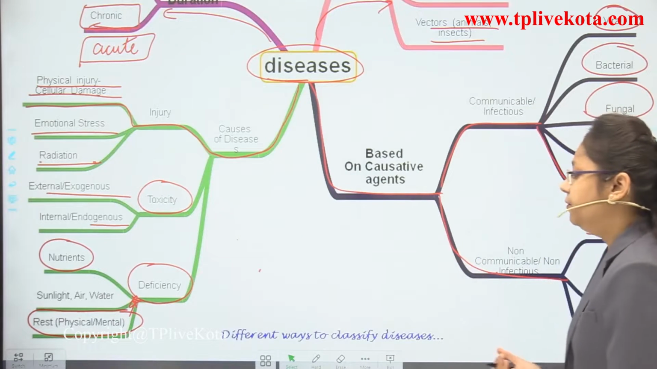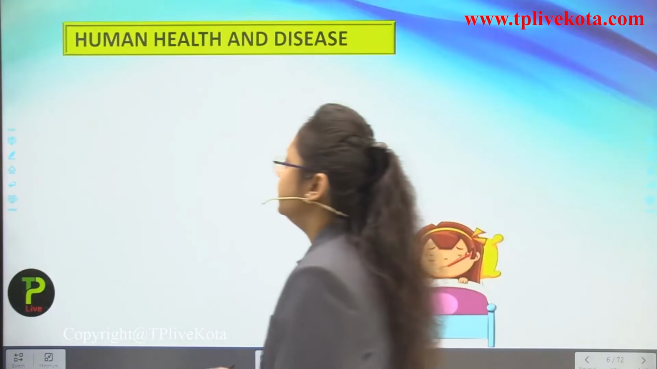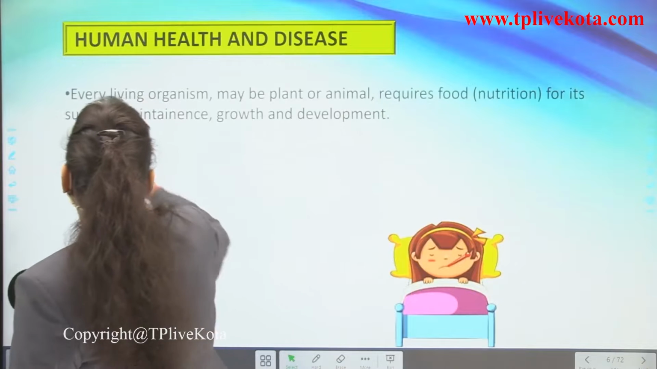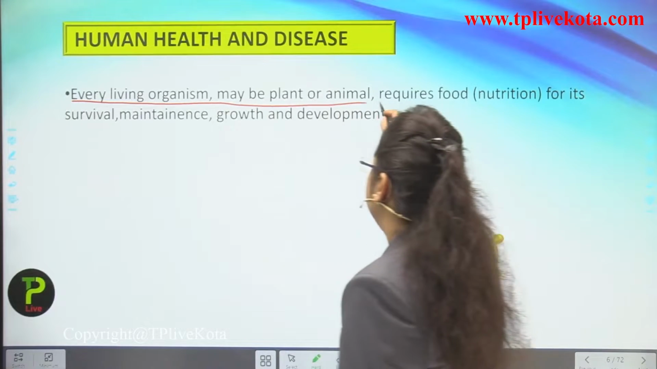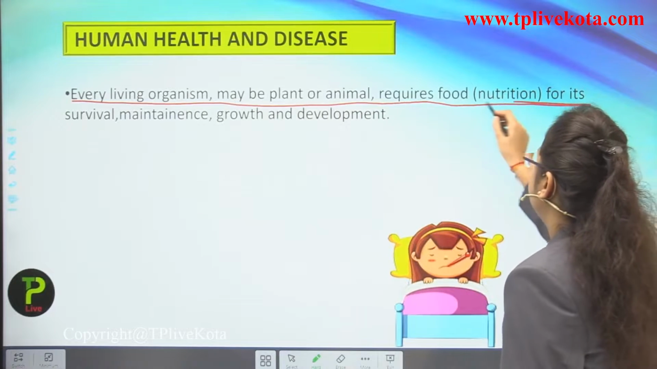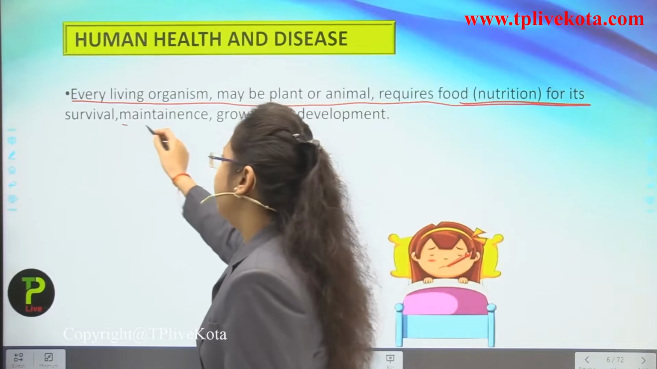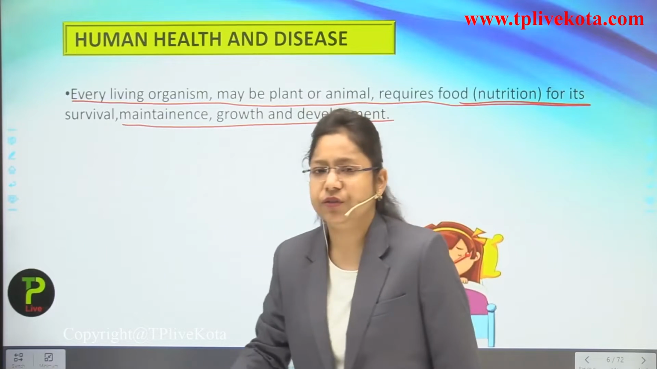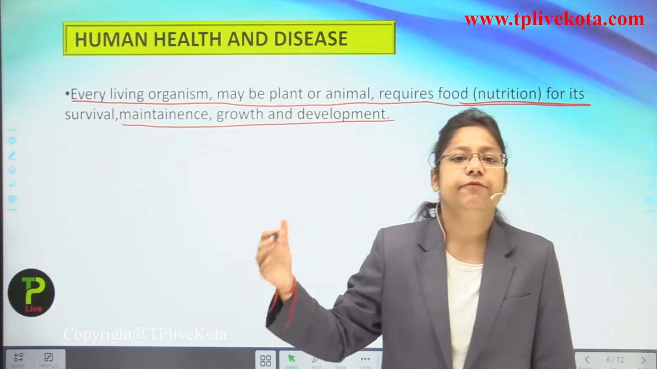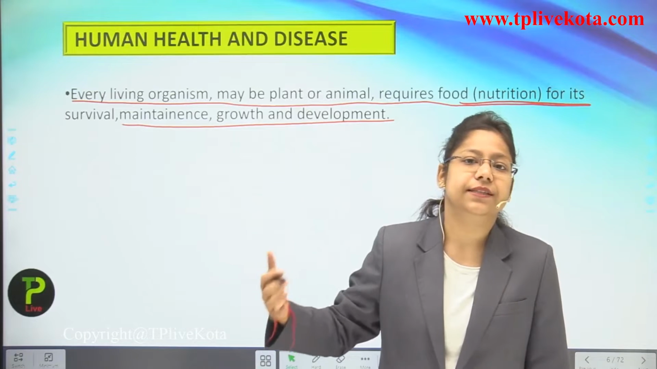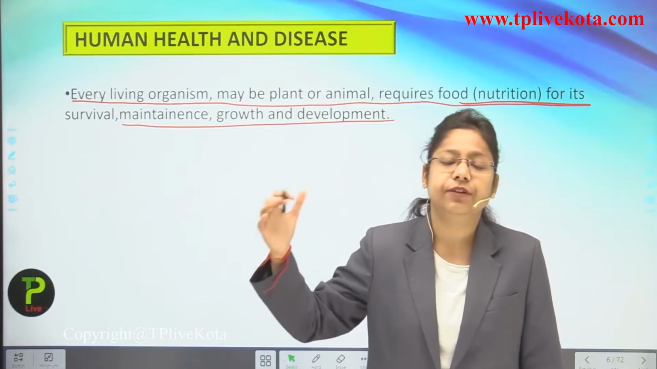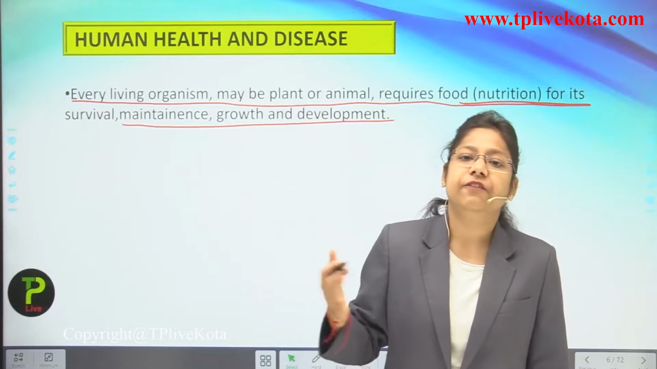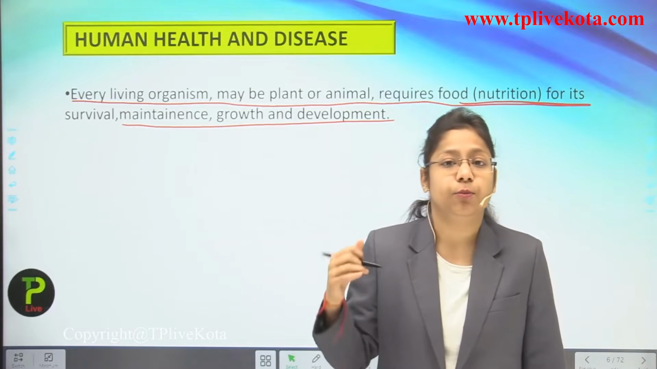Now we are going to talk firstly about human health and diseases. Every living organism, may it be a plant or an animal, requires food and nutrition for its survival, maintenance, growth and development. Plants also have basic requirements of micronutrients and macronutrients. And if we talk about animals, we require different kinds of nutrients to make our body fit.